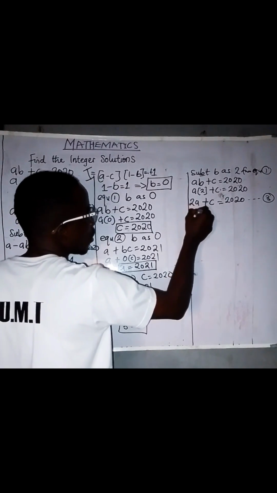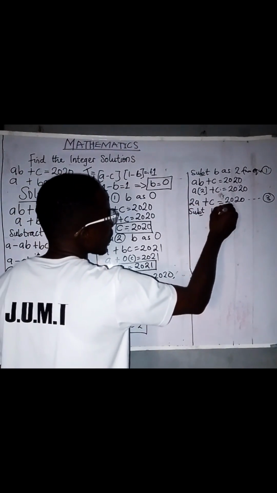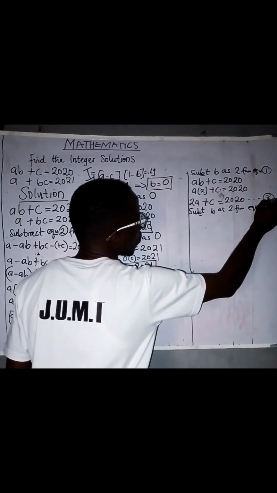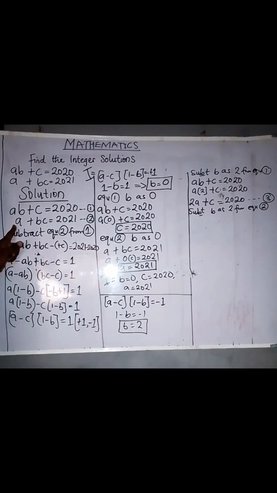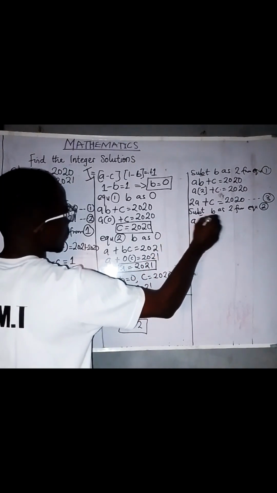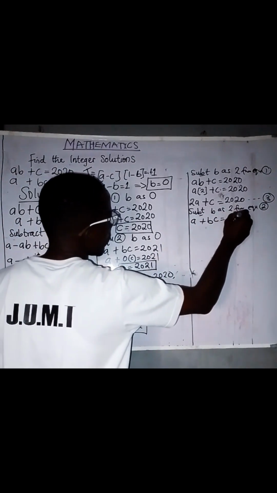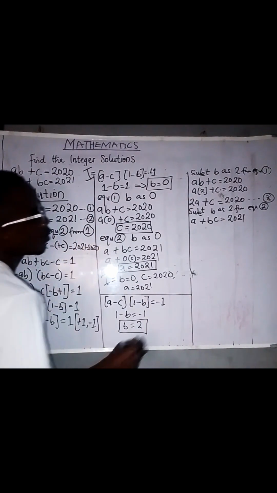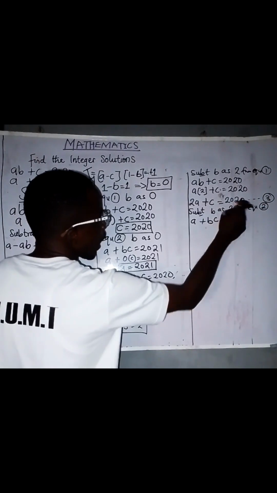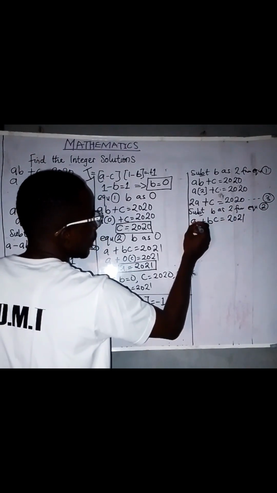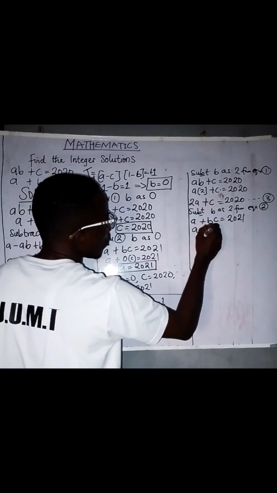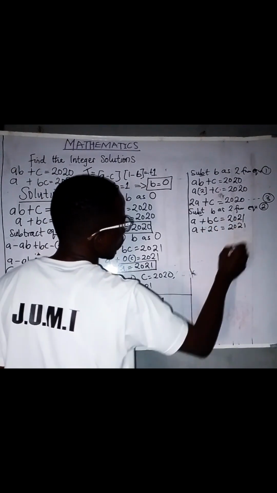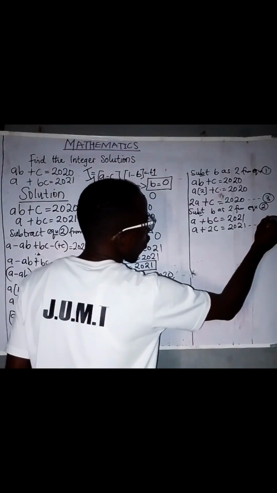The next thing I'll do is substitute b as 2 in equation 2. My equation 2 is a plus bc equal to 2021. Anywhere I see b, I put 2. Then it becomes a plus 2c equal to 2021. Let me name this equation 4.